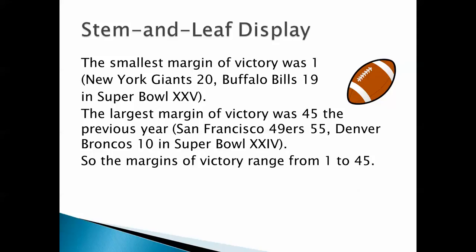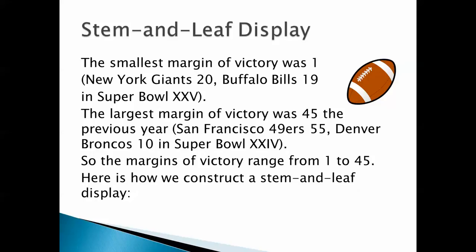Okay, the smallest margin of victory was 1. It was New York Giants over the Buffalo Bills in Super Bowl 25 when Scott Norwood missed that last-minute field goal. Largest margin of victory was 45 the previous year. San Francisco 49ers demolished the Denver Broncos 55-10 in Super Bowl 24. So the margins of victory range from 1 to 45.